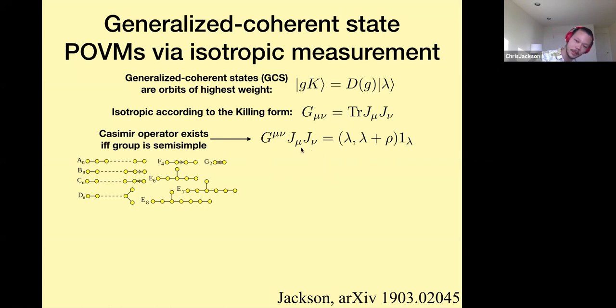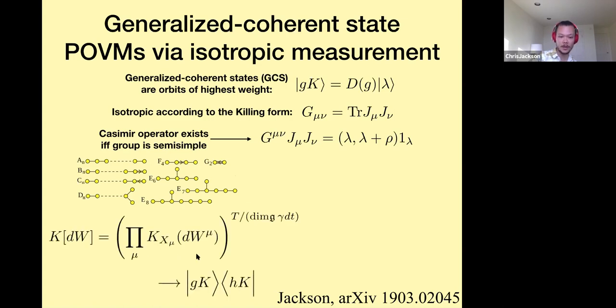So there's a special name for when this metric is invertible. It's called semi-simplicity. And if you're at all familiar with the theory of Lie groups, then semi-simple Lie groups enjoy a classification theorem, as is often denoted by these Dynkin diagrams.